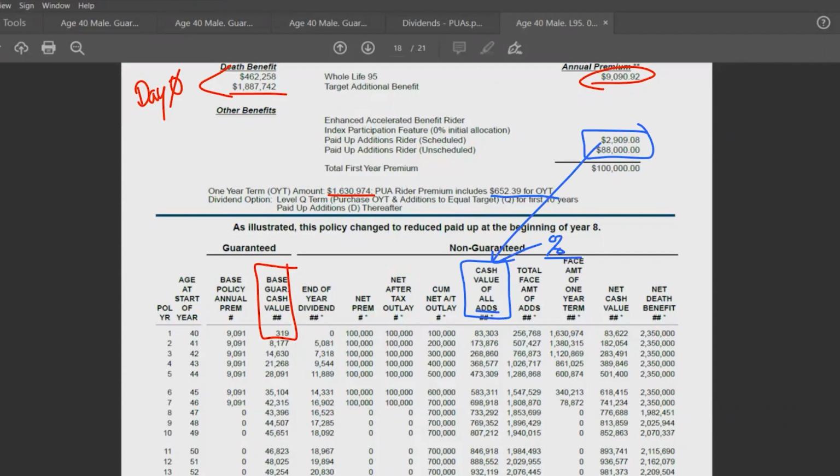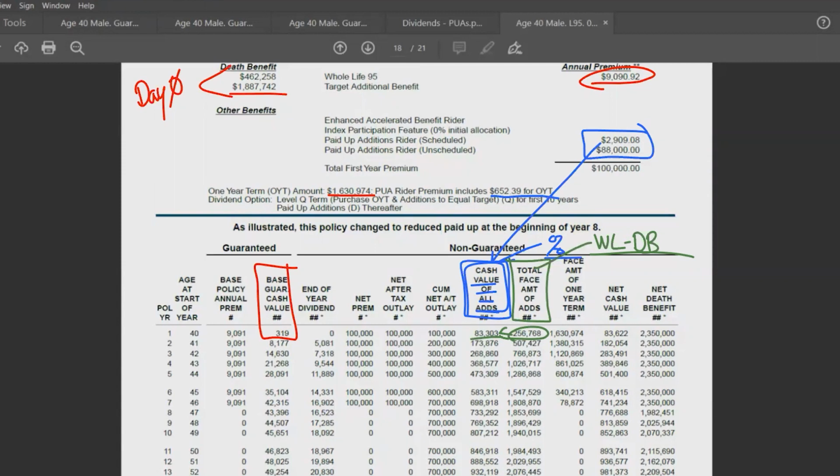So this represents the cash value of PUA payments. I like to think of it as cash value of all adds, money I add to cash value. The column immediately to the right of this, circle this in green, total face amount of adds. This represents how much additional whole life death benefit is purchased from your PUA payment.